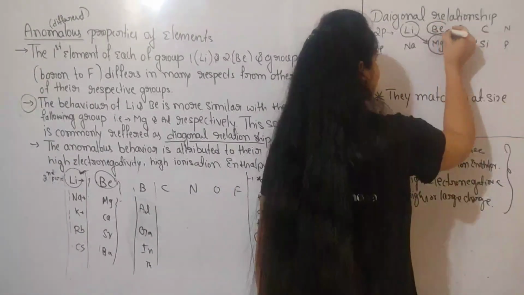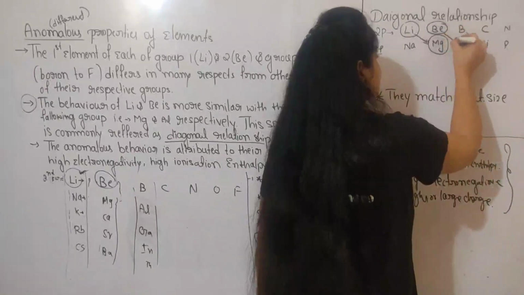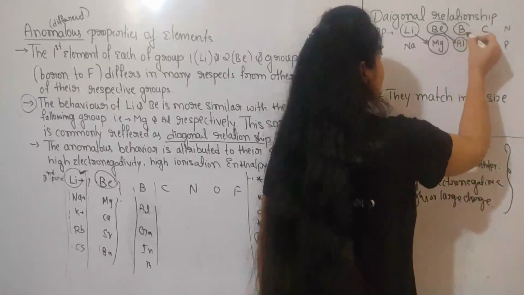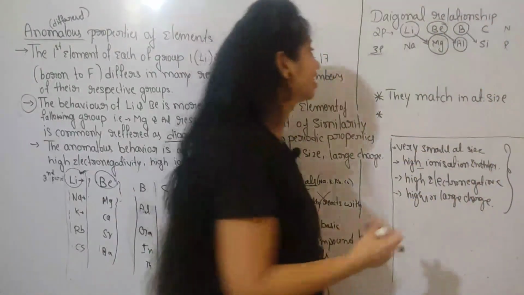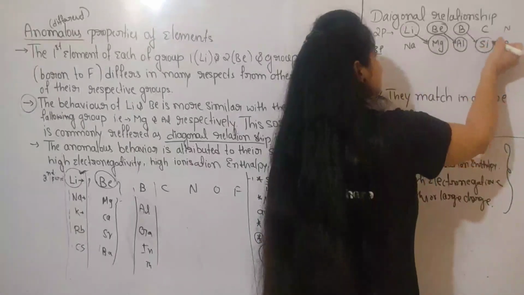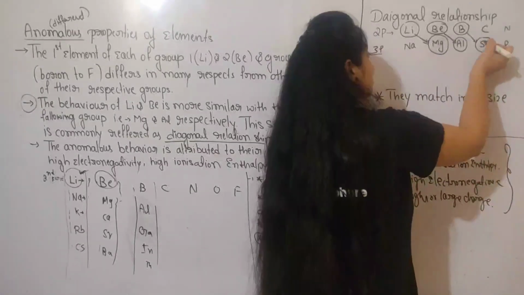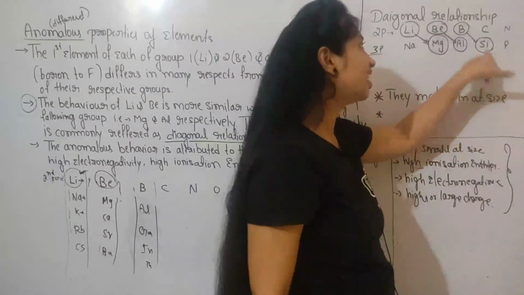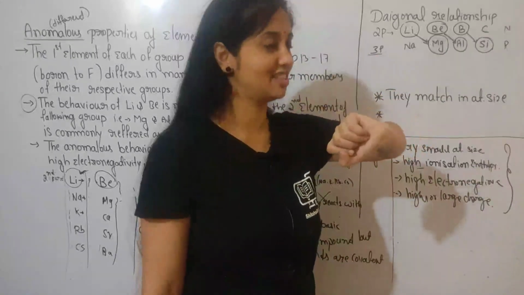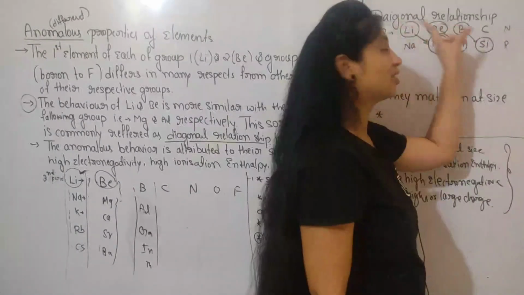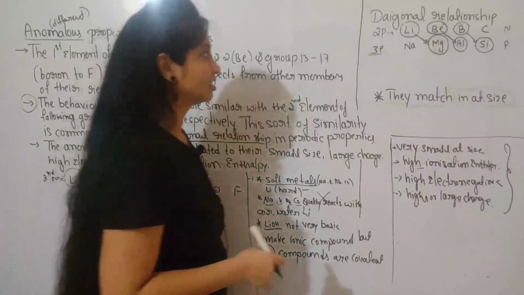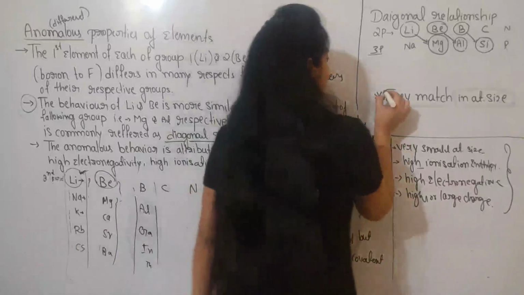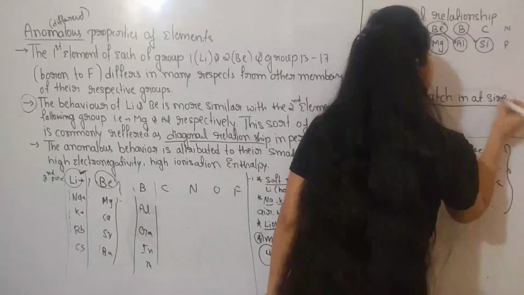Beryllium has a diagonal relationship with aluminium. Like this, boron also exhibits a diagonal relationship with silicon. Means silicon exists diagonally with boron, and boron and silicon show similar properties. So this is called a diagonal relationship. Why do they show similar properties? Because they are matched in their atomic size.